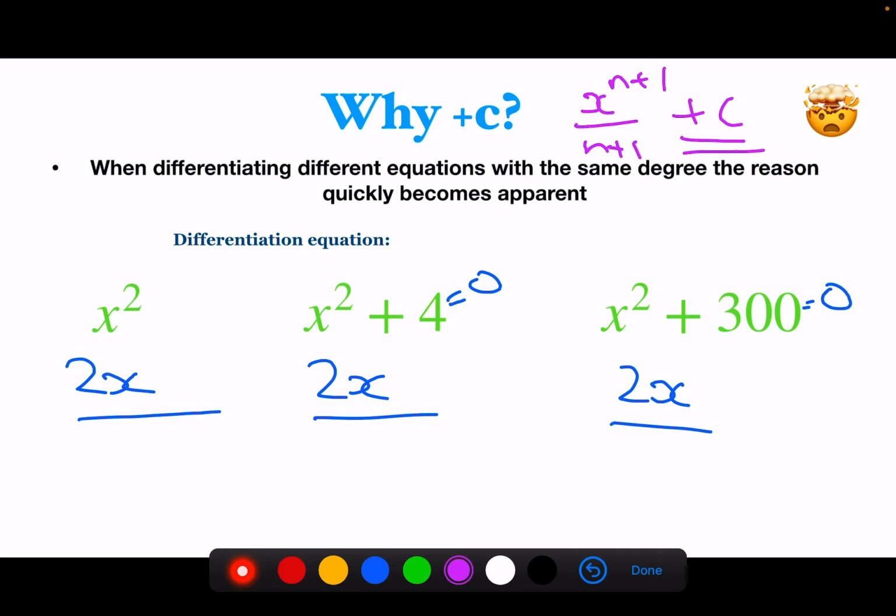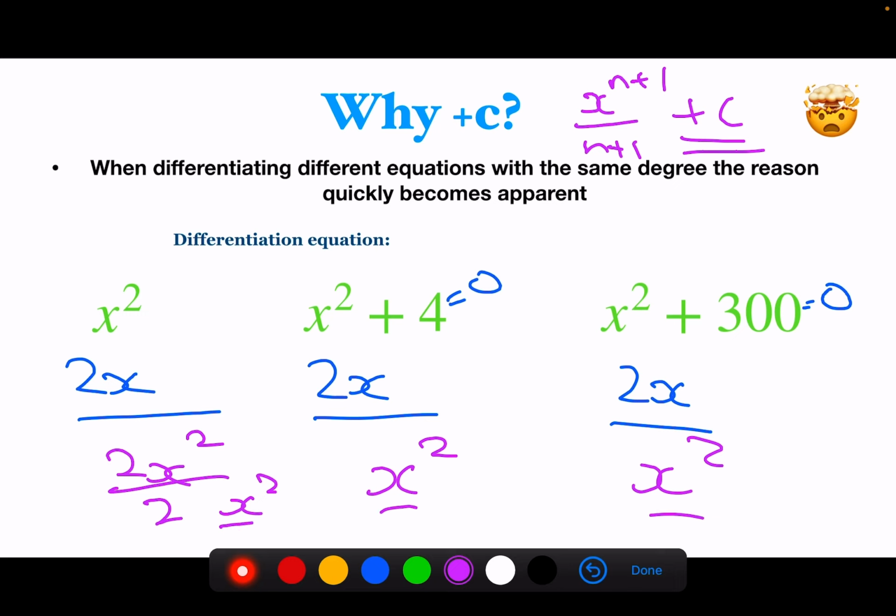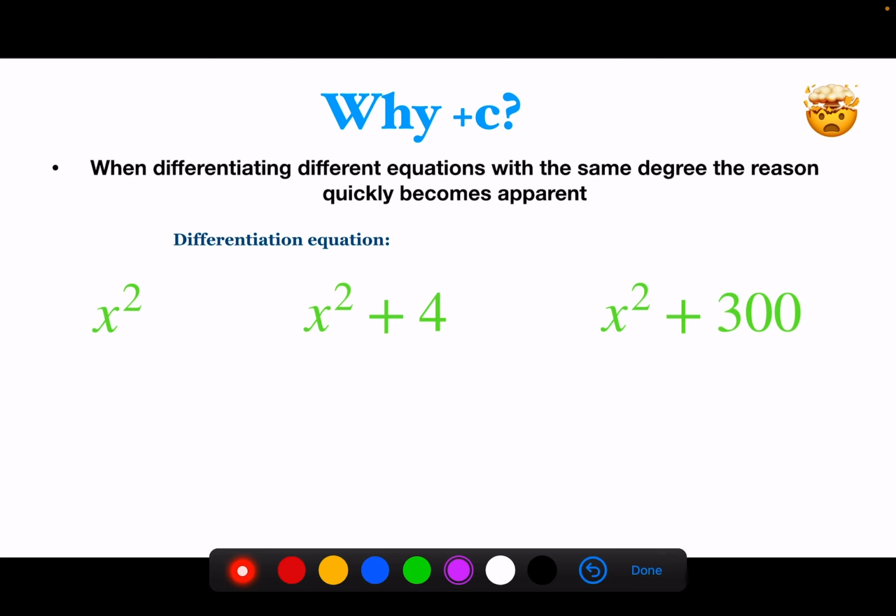So if we went to integrate these and turn them back to their original equations, we'd go 2x to the 1 plus 1 is 2, divided by 2 is just x squared. Same here, it'd be x squared and x squared. They're all going to end up being the same function, which isn't correct. This is why we add the plus c for that constant, just in case it's there, so we can tell our functions apart. It's the plus c variable which stands in for them.